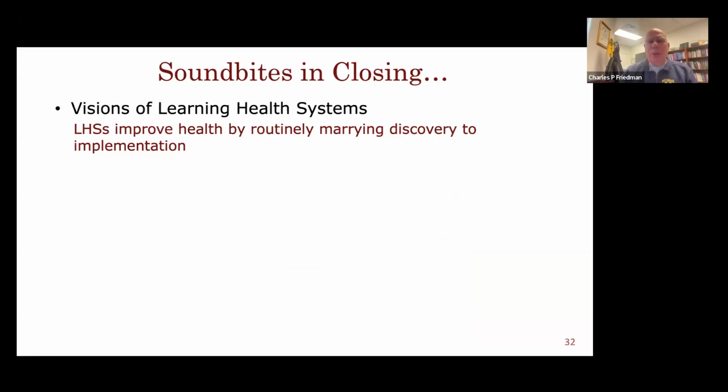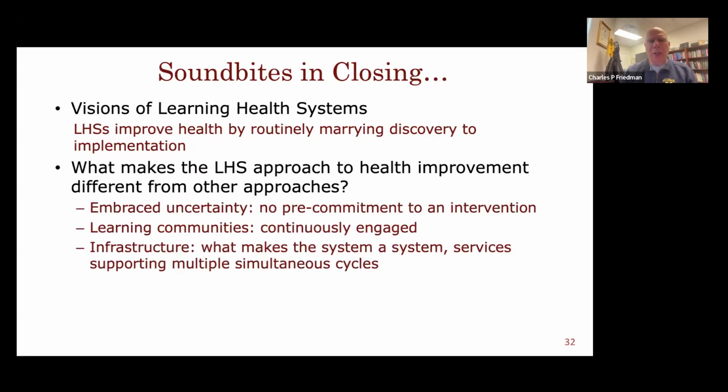So just a few sound bites in closing. When we talk about visions of a learning health system, I tried to present many visions to you, but the take-home point that I'd like you to remember is this notion of a marriage between discovery and implementation. The distinctiveness comes from three factors to my way of thinking: embraced uncertainty, this idea that the learning community starts out with no pre-commitment to a particular intervention, the continuously engaged learning communities, and the infrastructure that makes the system a system.